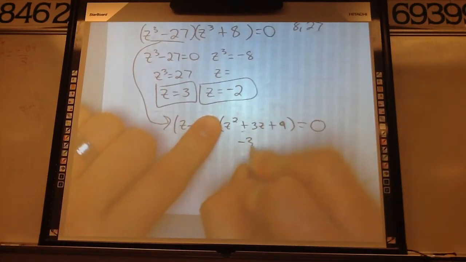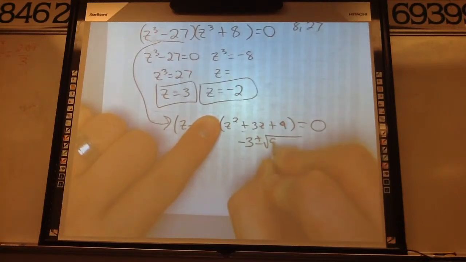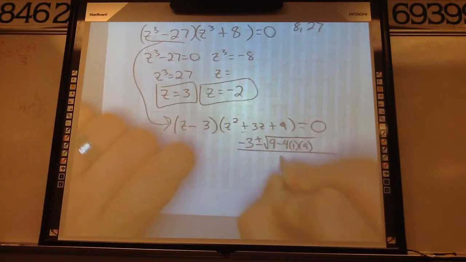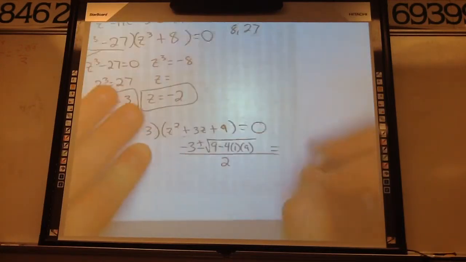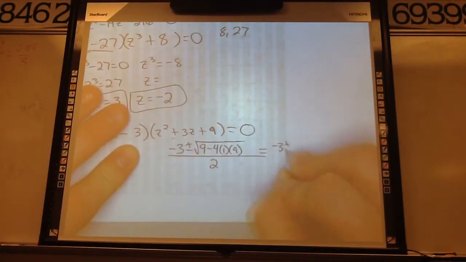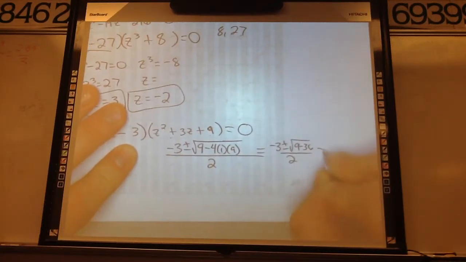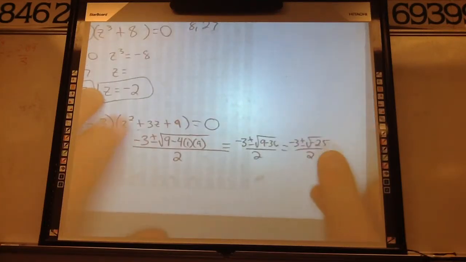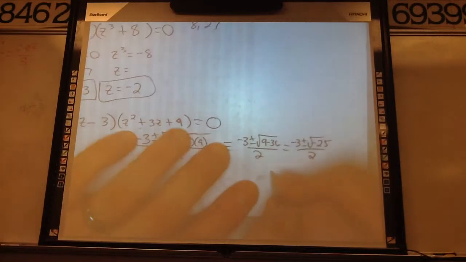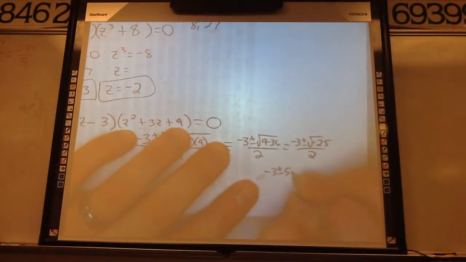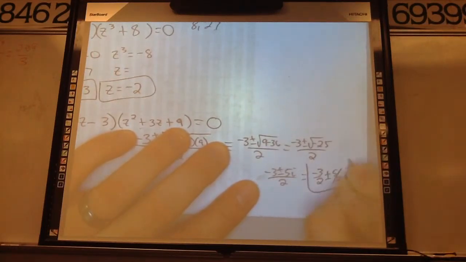Negative 3 plus or minus the square root of b squared minus 4ac, all over 2a. Negative 3 plus or minus the square root of 9 minus 36, over 2, so that's negative 3 plus or minus the square root of negative 25 over 2. We have to do i. Negative 3 plus or minus 5i over 2, so we have negative 3 halves plus or minus 5 halves i. There's two of my other answers.